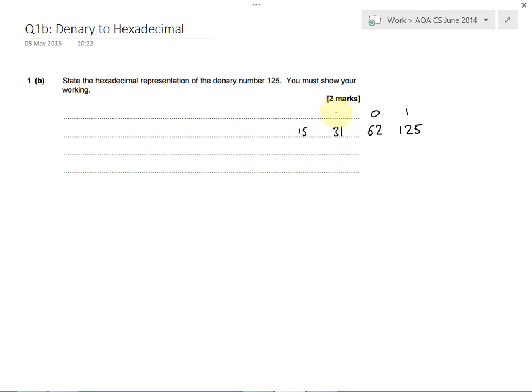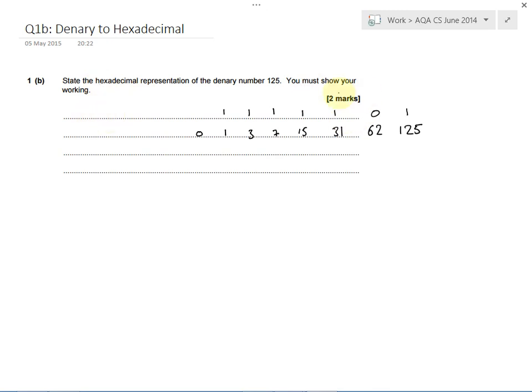Half of 31 is 15 with 1 left over. Half of 15 is 7 with 1 left over. Half of 7 is 3 with 1 left over. We keep on halving, so half of 3 is 1 with 1 left over. And half of 1 is 0 with 1 left over. And you could keep on going. Half of 0 is 0 and half of 0 is 0, but we'll stop as soon as we get to 0. Okay, so if the question was show the binary representation of 125, that would be your answer, but we need to go from this now to hexadecimal.